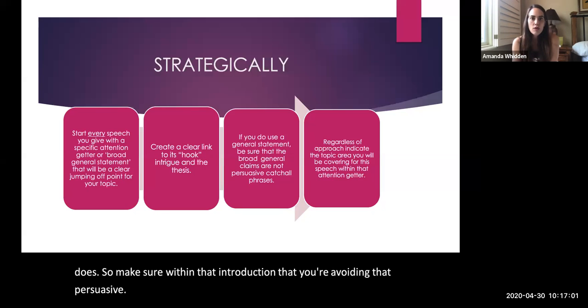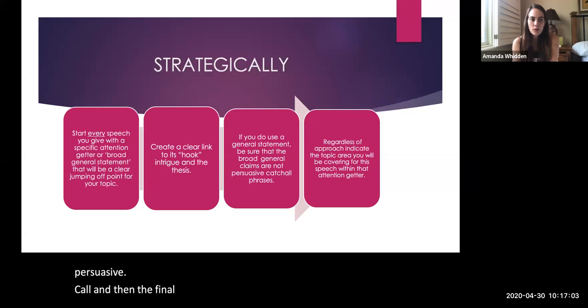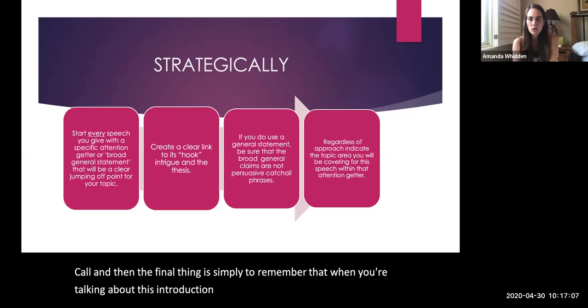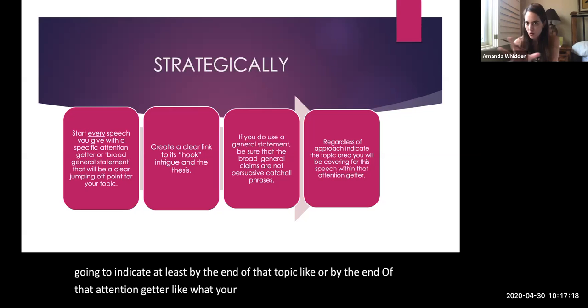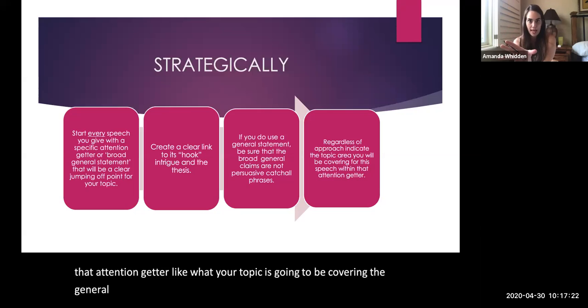And then the final thing is simply to remember that when you're talking about this introduction, you want to make sure that you are going to indicate, at least by the end of that attention getter, what your topic is going to be covering, the general area that you're going to be looking at.